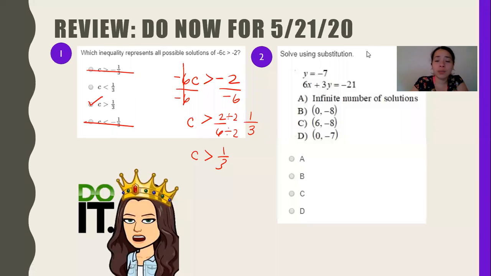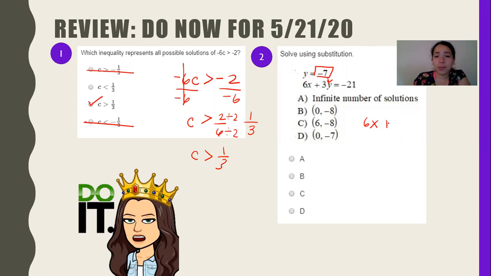If we look at question number 2, it says solve using substitution. Remember, this is where I first figure out if there's one that says y equals, and there is. This one says y equals negative 7. So then I take this number, because y is equal to that, and I plug it in for y. So it's 6x plus 3 times negative 7 is equal to negative 21. Let's see what that gives me.